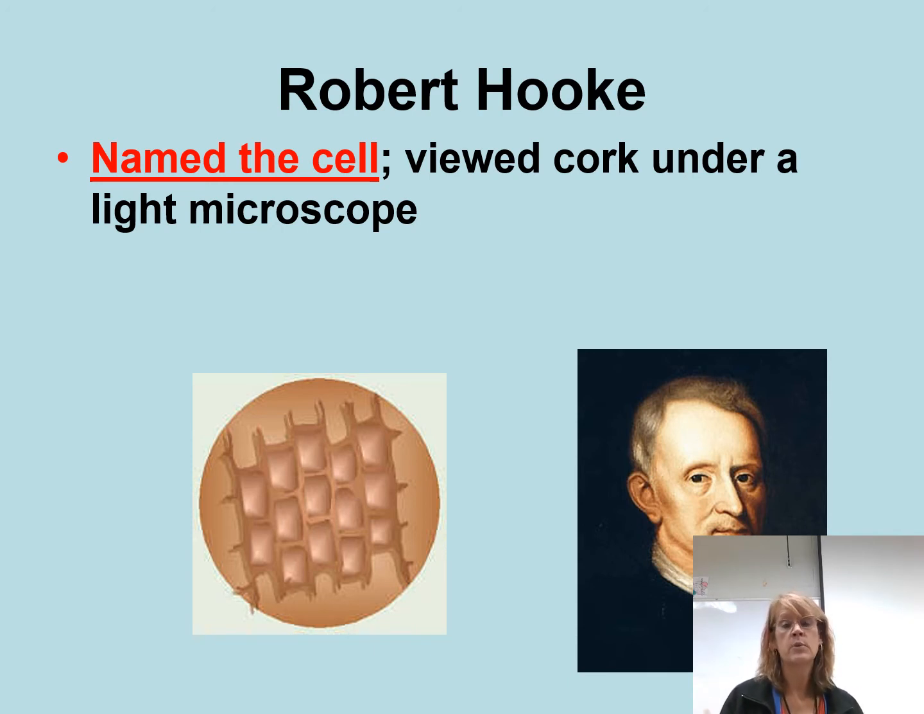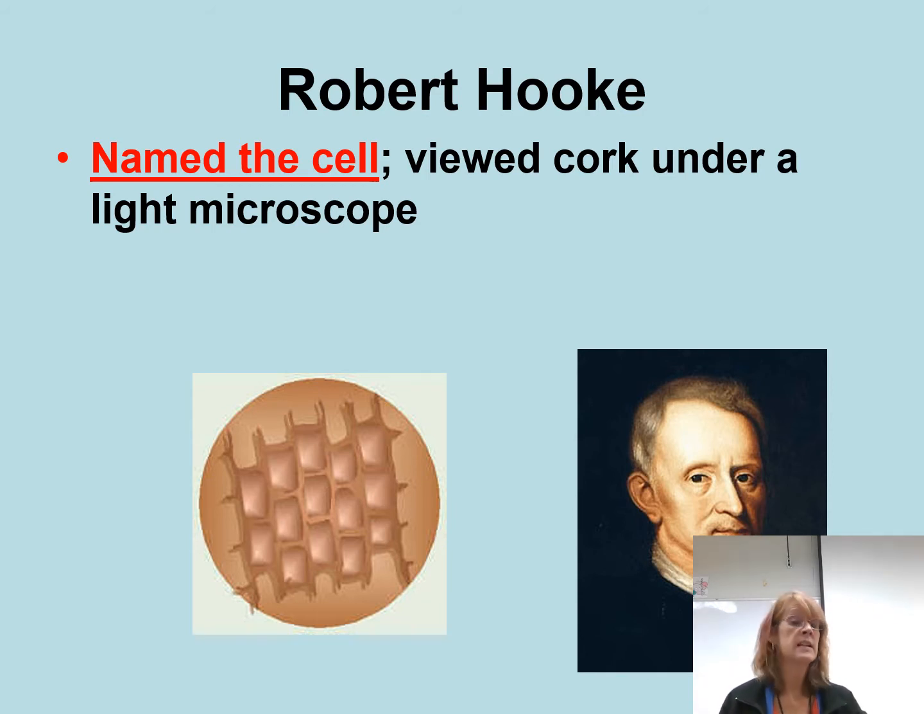Just like a room in a prison is called a cell because it's a certain shape. Well, the shape that he saw on the cork tissue reminded him of the cells. So he is the person that we give credit to with naming the cell. Now, were there other people who probably looked at the cells or looked at plant tissues? Yes. But we actually have very detailed writings from Hooke where he explains his observations and he calls these things the cell. So that's why we give him credit for actually naming what the cell was.